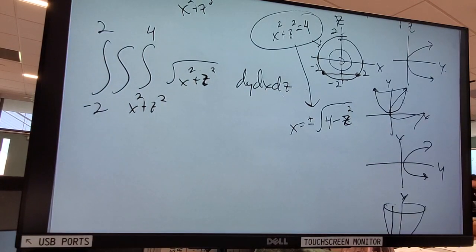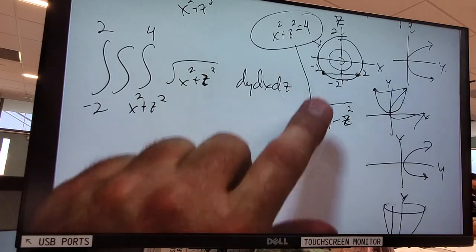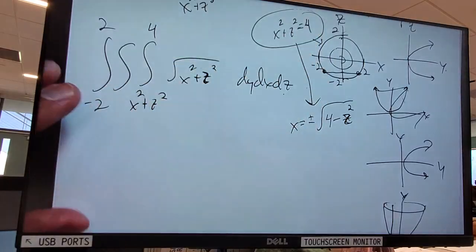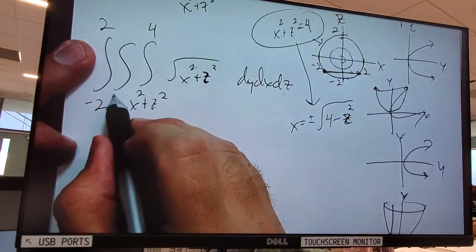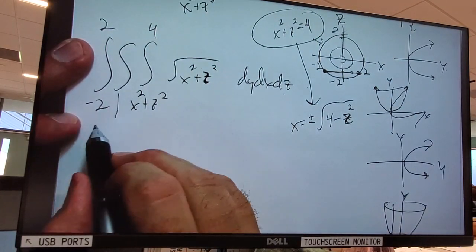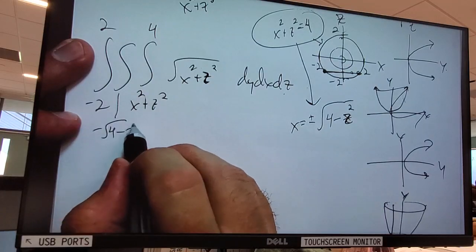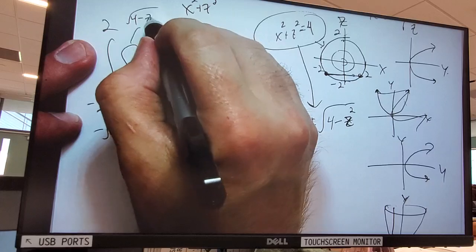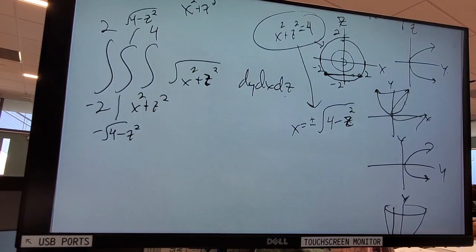Obviously, the negative part would be this part back here, because that's where x is negative. So x goes from this wall to that wall. What goes here? Negative square root of 4 minus z squared, and positive square root of 4 minus z squared.